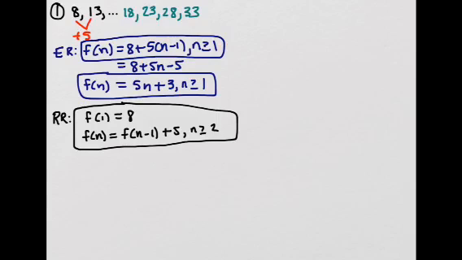The recursive rule, you start off with the first term. F of 1 is 8. And then the next line is the previous term plus 5 for all n greater than or equal to 2.